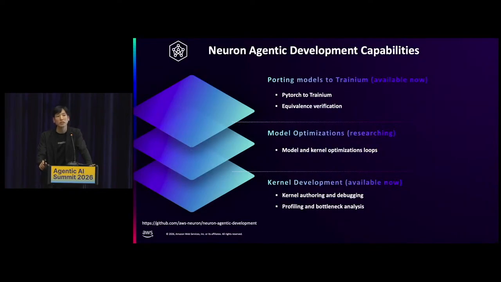And we've released some open source agents and skills to help our customers turn what took weeks into pretty much hours. These skills help people create functional models on AWS Trainium, author kernels, and profile kernels, and now we're working on the optimization loop as well.